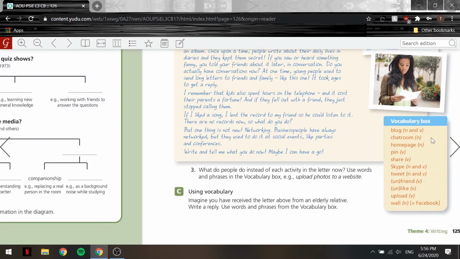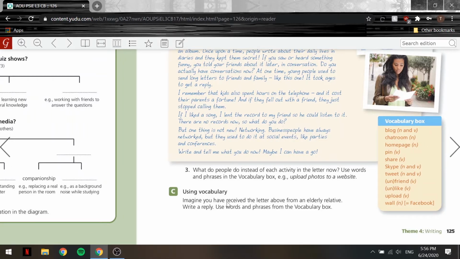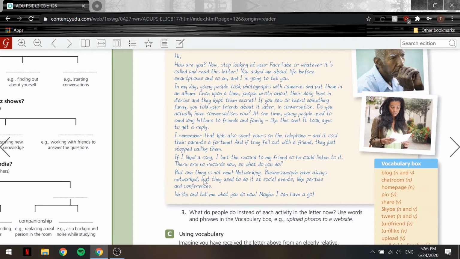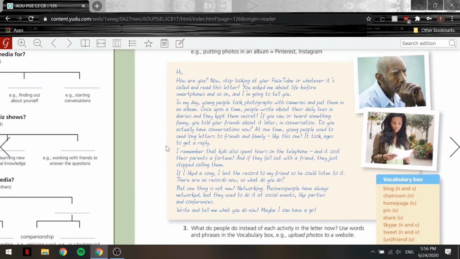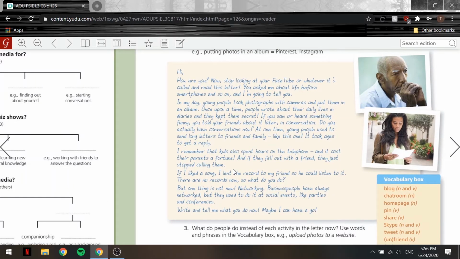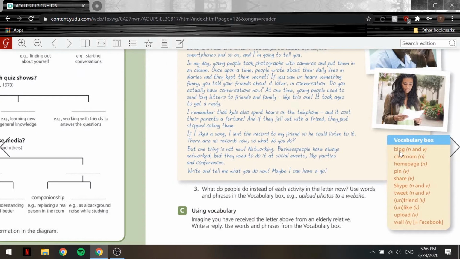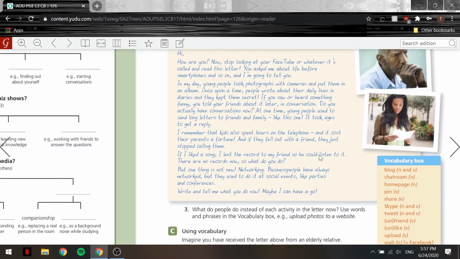Okay, what do we have here? So imagine you've received a letter above from an elderly relative. Write a reply. Use words and phrases from the vocab box. Okay, so imagine if you got a letter just like this one. You want to reply, right? I want you guys to write one. This is pretty simple. You don't have to write one as long as this one, maybe half or something like that, but just write something, okay? And try and use words from the vocab box. So things like Skype, chat room, homepage, blog, all of these, we use these literally daily. So just write a small letter, right? A quick reply to your imaginary elder.